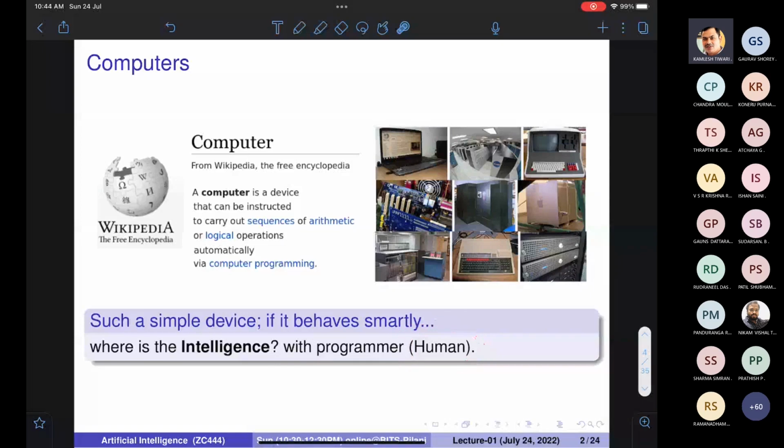And therefore, the code is behaving intelligently. Since we have written a code that can behave intelligently, the person who has inculcated that particular thing, the human, the programmer, he has the intelligence. This machine does not have the intelligence. This is very important to understand, okay?